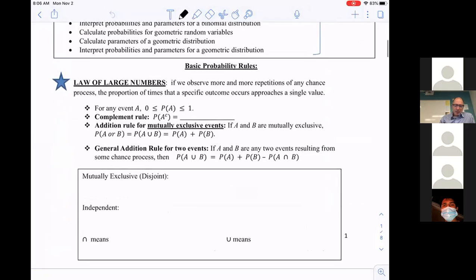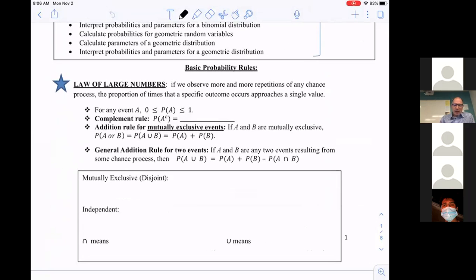So when we start out with basic probability rules, we have the law of large numbers. What that means is, if we observe more and more repetitions of any chance process, the proportion of times that a specific outcome occurs approaches a single value. So it works like this. If I take a coin and I flip that coin 3 times, there is a chance, 1 in 8, that I end up with 3 consecutive heads.